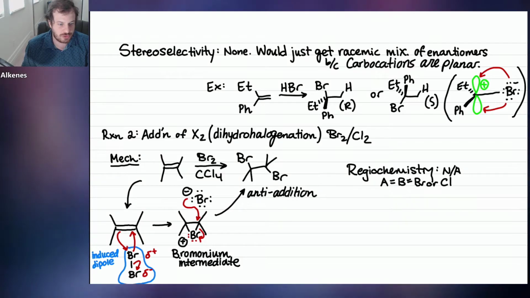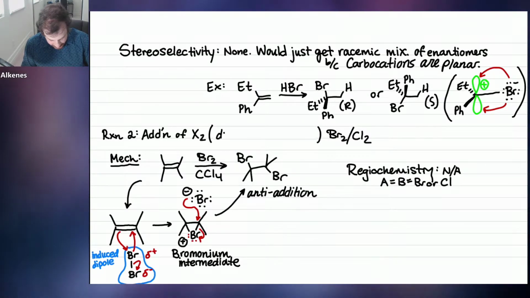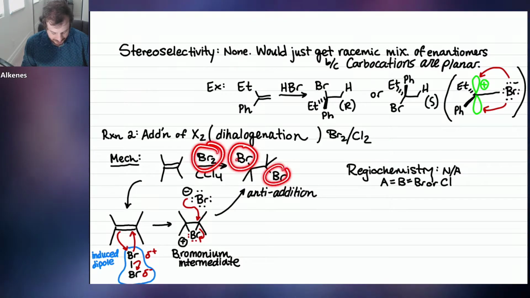Reaction 2 was called the dihalogenation reaction. Actually, there was a typo here. It's not called the dihydrohalogenation. You're not going crazy. It's just called the dihalogenation. That was a mistake in my notes. I apologize. Let me fix that. And this reaction put 2 halogens on the alkene. So we use Br2 and we can add 2 bromines. And if you use Cl2, you'll add 2 chlorines.